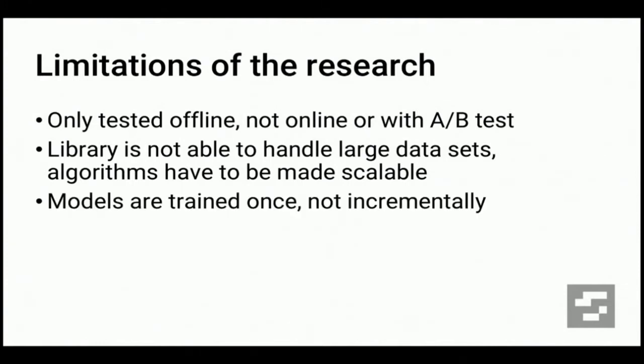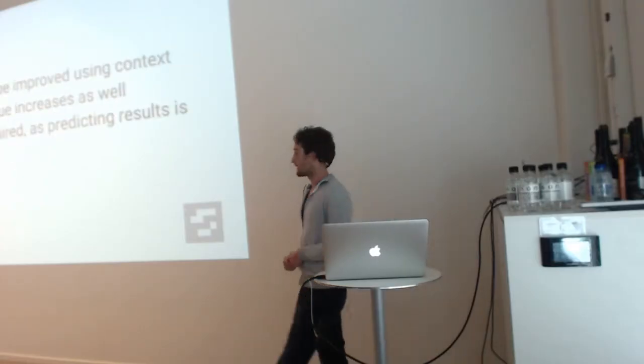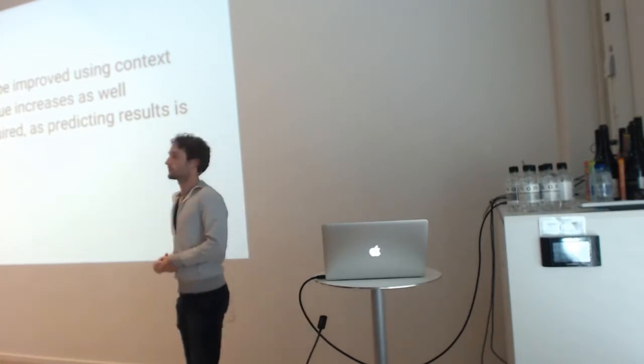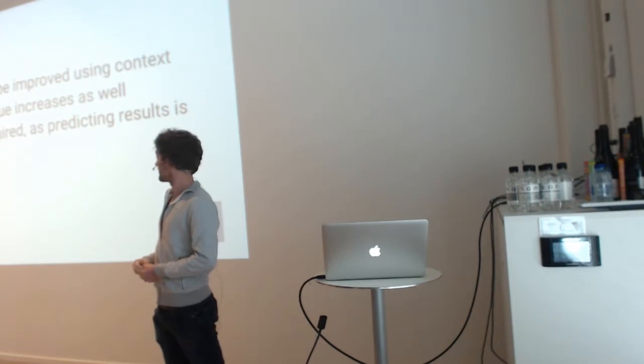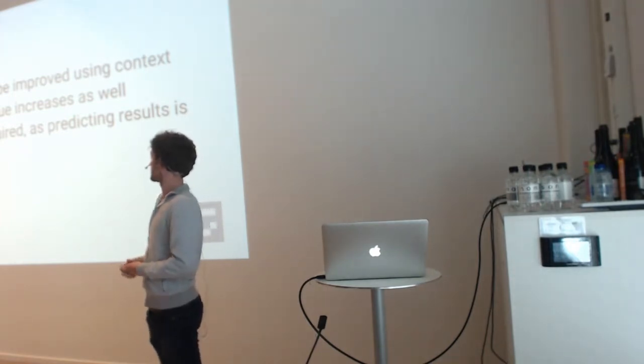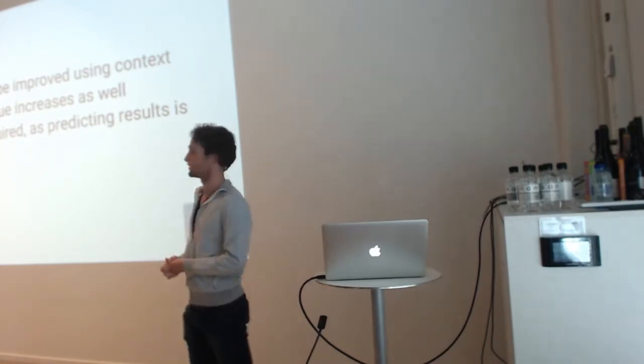And another limitation was that the recommender models are only trained once, not incrementally, which basically means that you have to retrain the model each time that you get an interaction, and of course in a production setting that wouldn't be very efficient. So the takeaways are that, in general, recommendations can be improved using context, which is a very good conclusion here, but thorough testing is required, as predicting results is very hard, and it is expected in general that revenue increases as well.